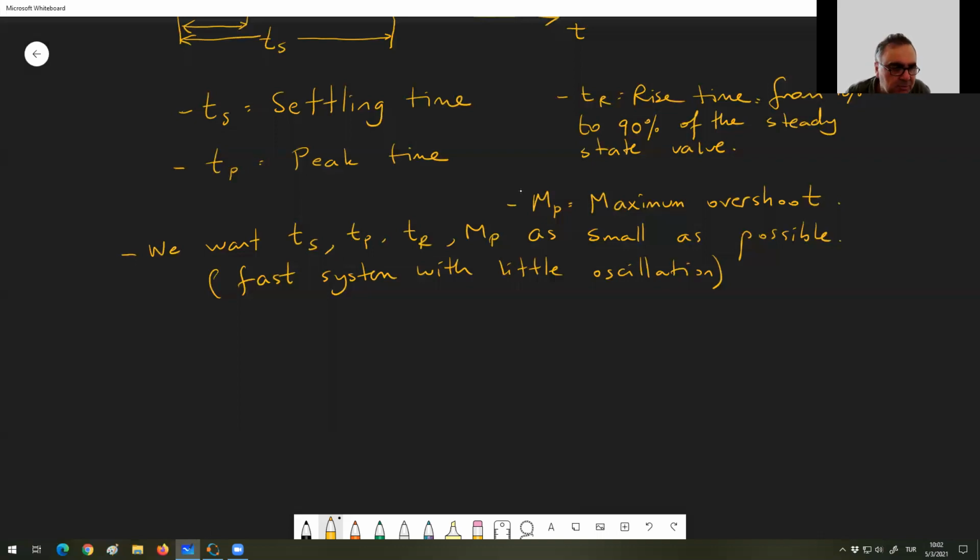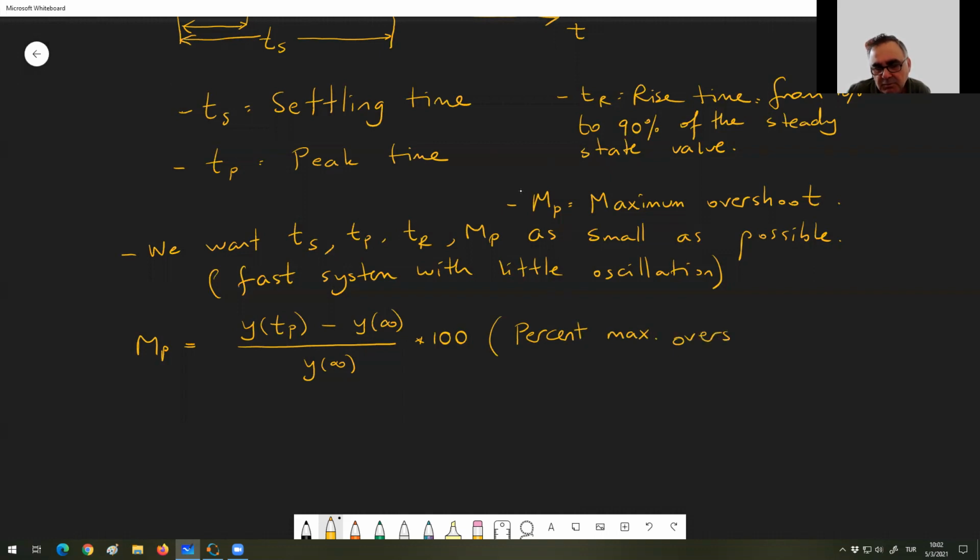One more thing, the maximum overshoot, by the way, is defined as follows. Maximum overshoot is, if you want to define it in terms of y, the response at the peak time minus the response at infinity time, divided by the response at infinity time. That is the maximum overshoot. But if you want the percent overshoot, you have to multiply by 100. This is the percent maximum overshoot.